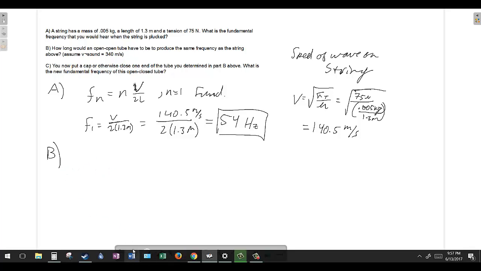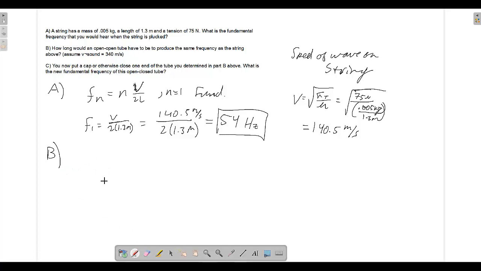Alright, so moving on to part B. Part B is asking us, how long would an open tube have to be to produce the same frequency as the string above? For the fundamental, and assume that the speed of sound is 340 meters per second. If you recall, for an open tube the equation is actually the same. So we use the same frequency equation for the open tube, only this time v is not the speed of the wave on a string, it's the speed of sound.